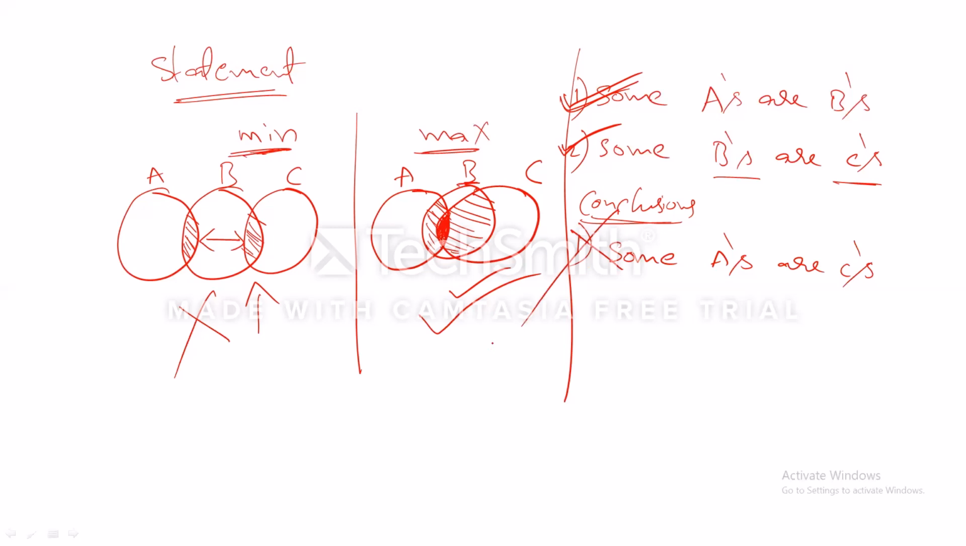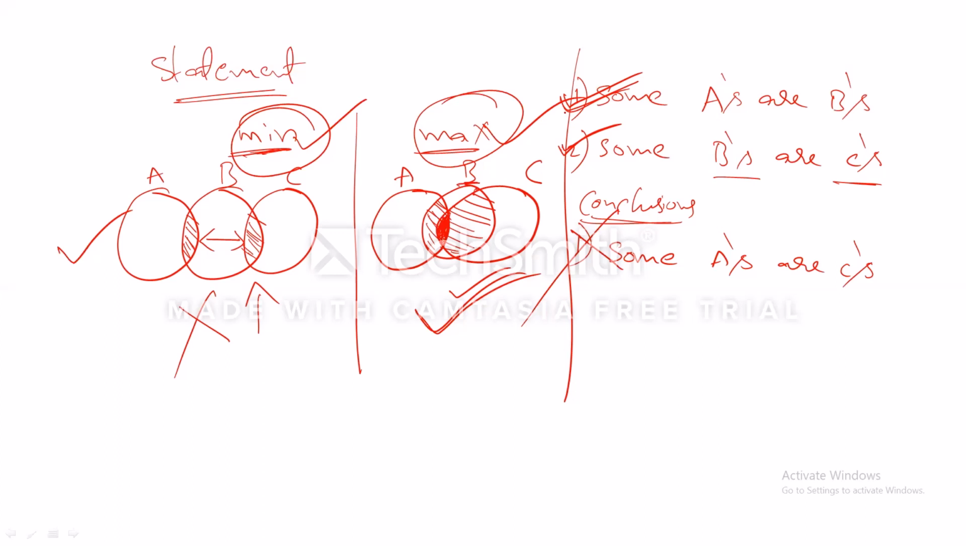conclusion. When we draw a conclusion, when I say that a particular statement is my conclusion, for sure it should satisfy both the minimum case and the maximum case. If any one of the cases is not satisfied, remember that is not our conclusion. This is the entire concept, and I hope you are all clear with it.